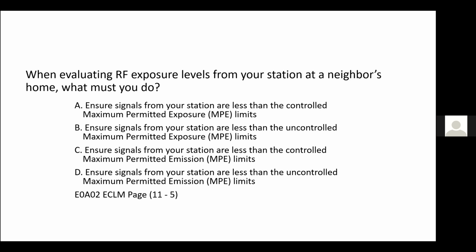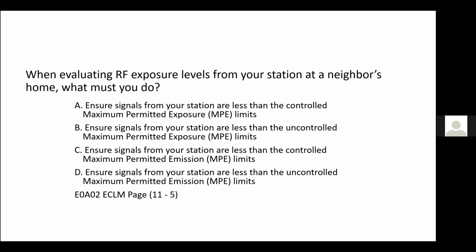Now, this seems to me to be just two answers repeated twice. Yes, I can't see any difference. Actually, they're not the same. One is exposure and one is emissions, and one is controlled and the other is uncontrolled, but they're worded so that these are definite good distractors.